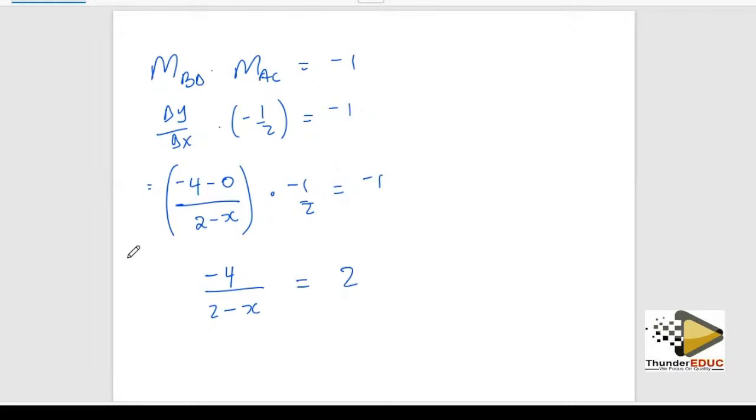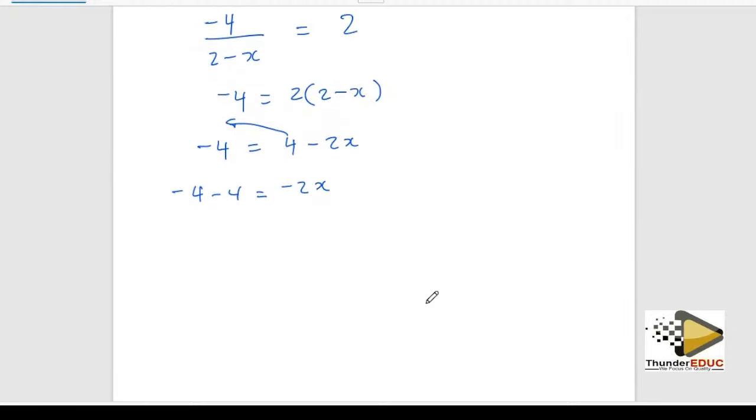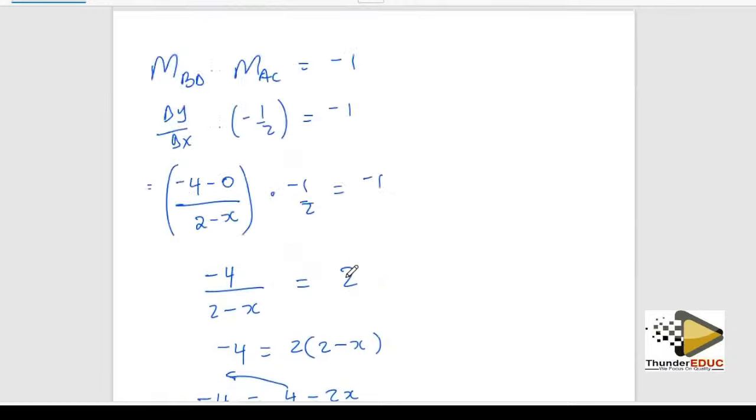Guys, just confirm that for me. It's a 2. That's correct. Then from there, I could cross multiply so that I have -4 is equal to 2 into 2 minus x. I'll open up the brackets. My -4 is equal to 4 minus 2x. I can move the 4 that side. -4 minus 4 is equal to -2x. So -4 minus 4 will give me -8 is equal to -2x. Divide both sides by -2, and then my answer is a 4.